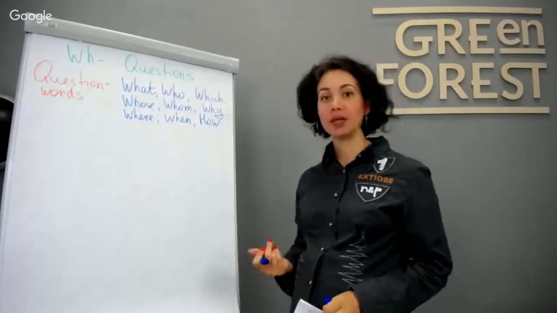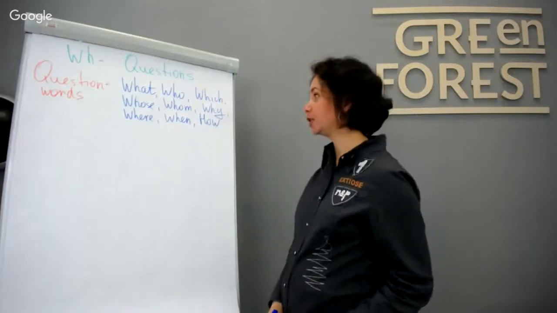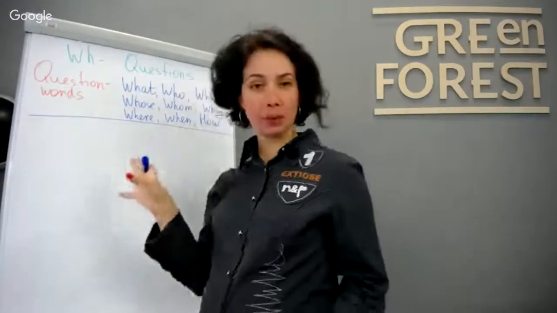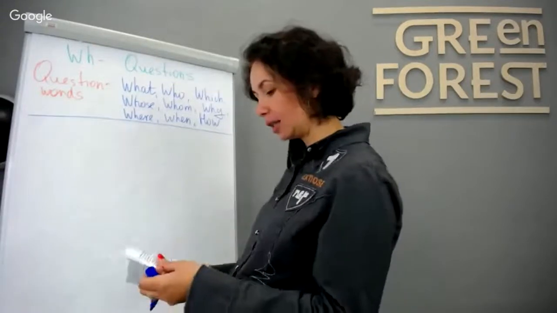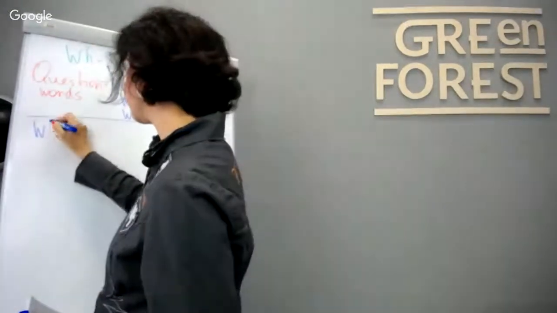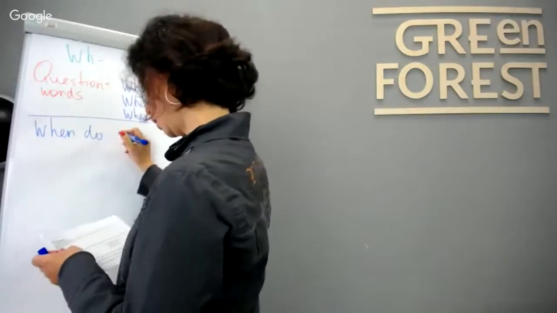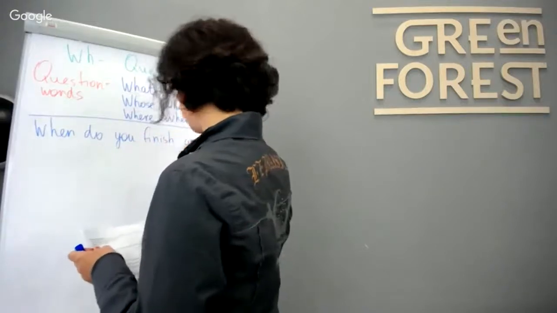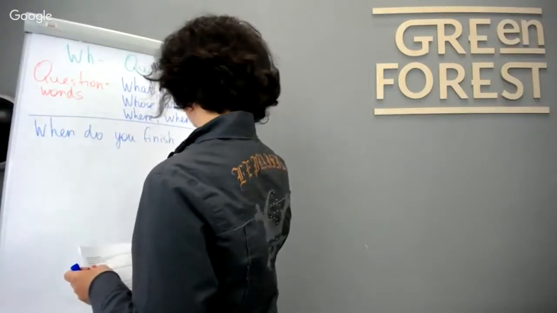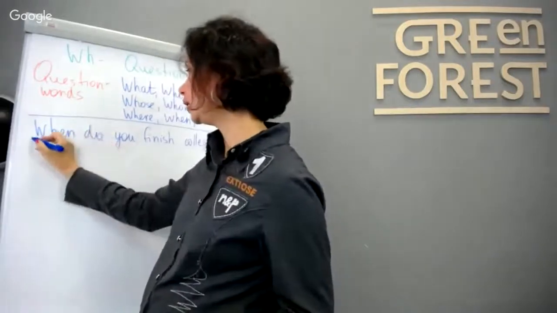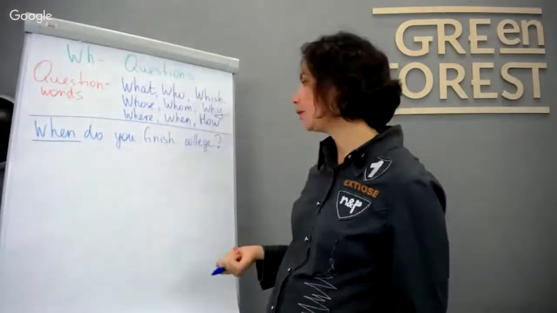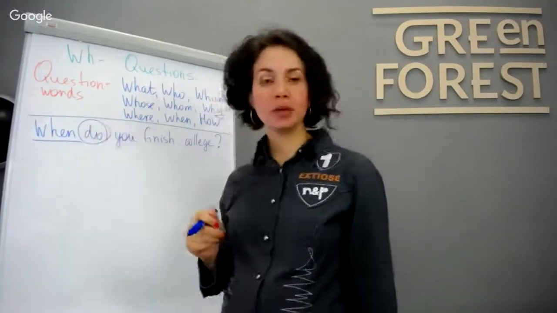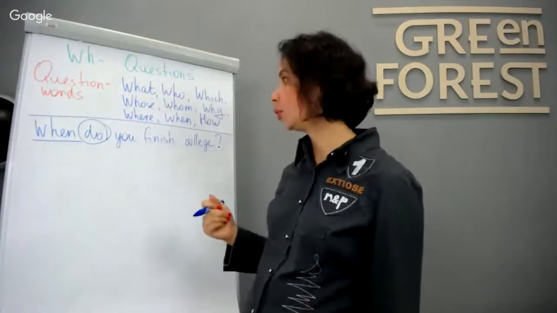Now I will write you the examples of the WH questions and explain how we form them. So first of all, we always need to use question word. Let's start with the question word when. When do you finish college? So as you can see, when is a question word. What we have after that? After that, we have do. What is do? It's quite important part of the question. This is our auxiliary verb or helping verb.